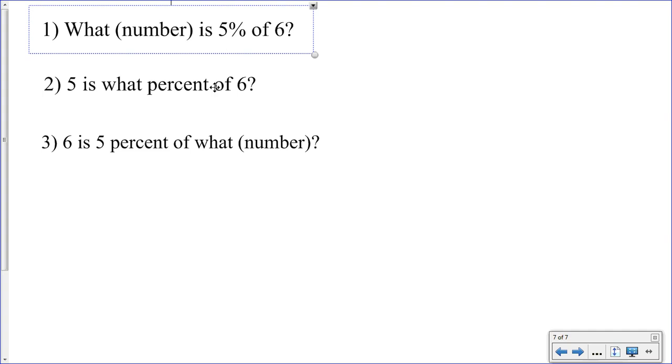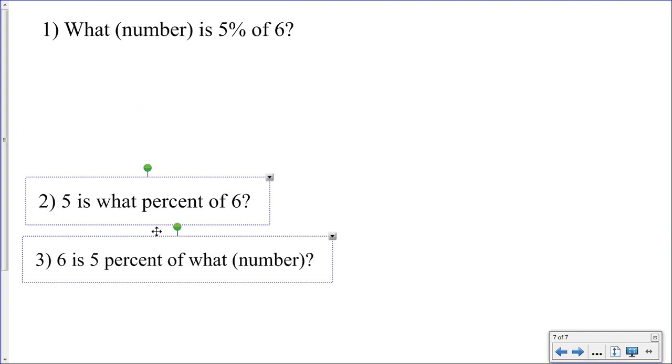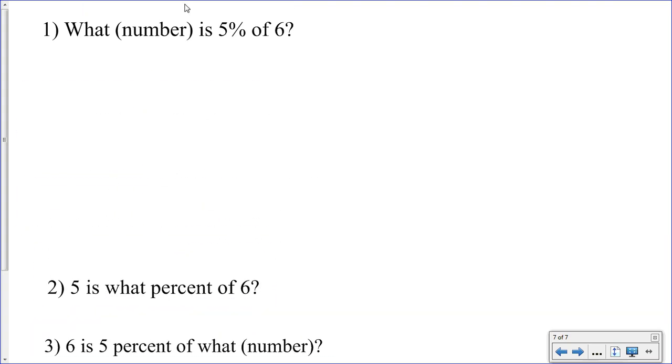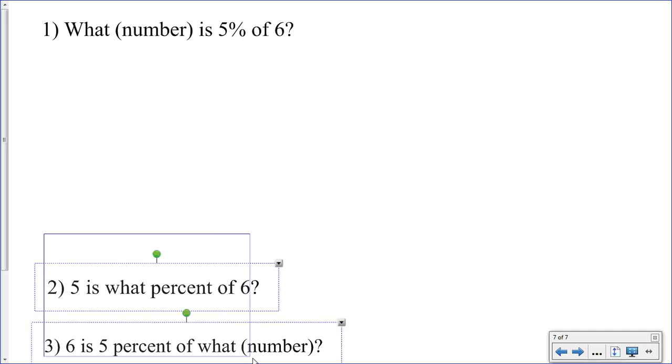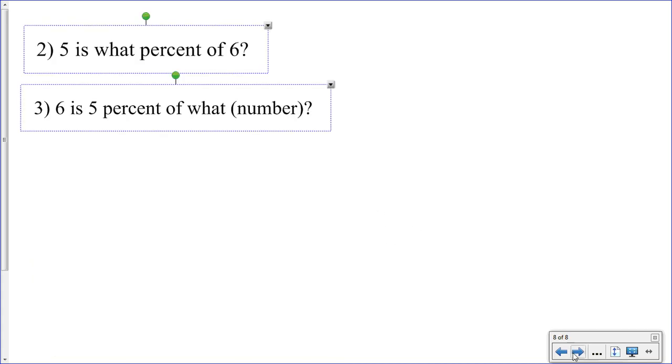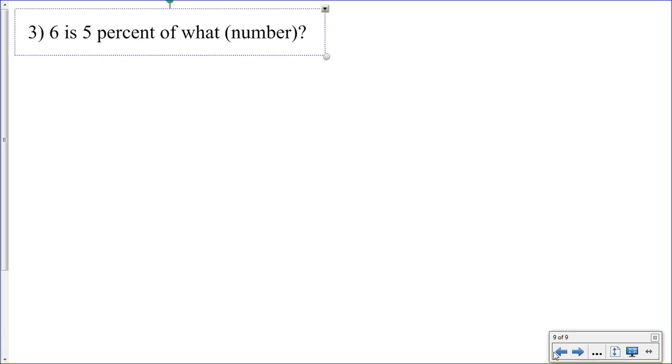We're going to focus on them one at a time. I'll put these on another page and go back. I'll put this one on the page here, and now we'll just go back and tackle these one at a time. What number is 5% of 6?